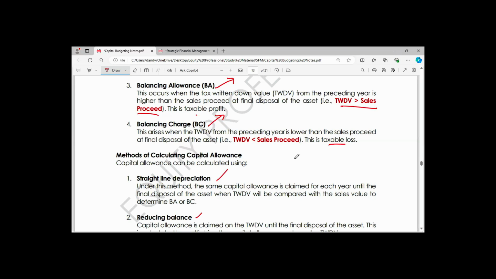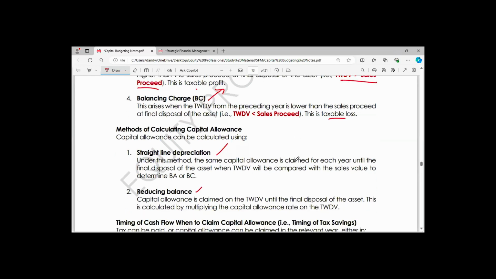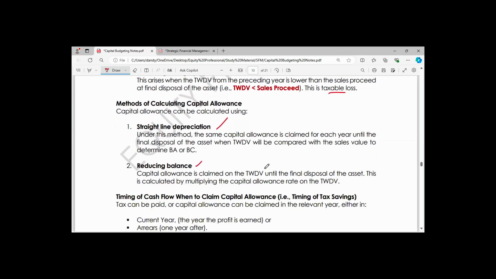But if you are using the reducing balance basis to calculate your capital allowance, you are going to multiply the capital allowance rates on the tax written down value every year until the final disposal of the asset, to get the balancing allowance or balancing charge.